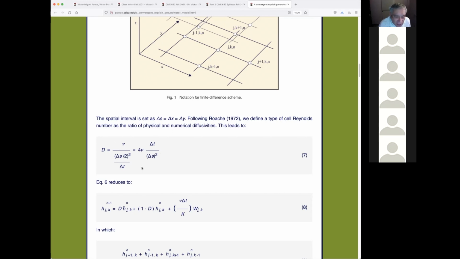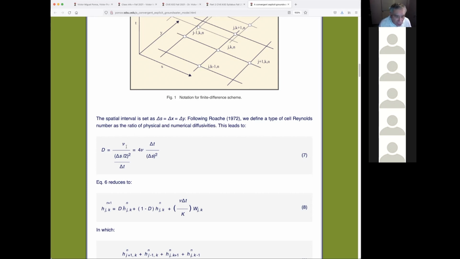And he has this concept in here: the ratio of physical and numerical diffusivities. We defined a type of Reynolds number. Now, he defined the Reynolds number in the opposite way, with numerical to physical. We call it a Reynolds number because he called it a Reynolds number. So we did not originate the concept of Reynolds number. We borrowed it and changed it a little bit from Roache, which is a very well-established book.